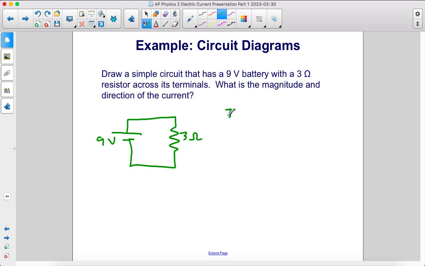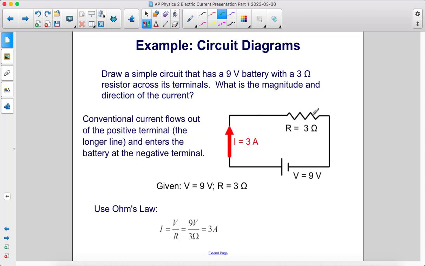Well, we're going to use Ohm's law. All right, the voltage difference between here and here is 9 volts. The total resistance in the circuit is 3 ohms. And in this case, as in most cases, we will assume the wires have no resistance, and we're only going to include this 3 ohm resistor. That gives us 3 amps of current.